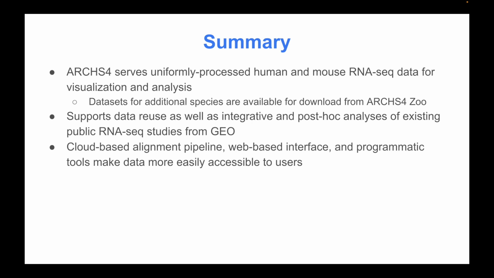In summary, ARCHS4 is a resource that contains uniformly processed human and mouse RNA-seq data for visualization and analysis, with datasets for additional model organisms available for download from the ARCHS4 Zoo. Because all of the data is originally from the public GEO resource and then processed in a standardized pipeline, ARCHS4 supports the reuse of existing data for interoperative or post-hoc analyses. ARCHS4 also reduces costs by taking advantage of a cloud-based alignment pipeline and simplifies data access for users through an easy-to-use web interface, a dedicated Python package, and a public API.